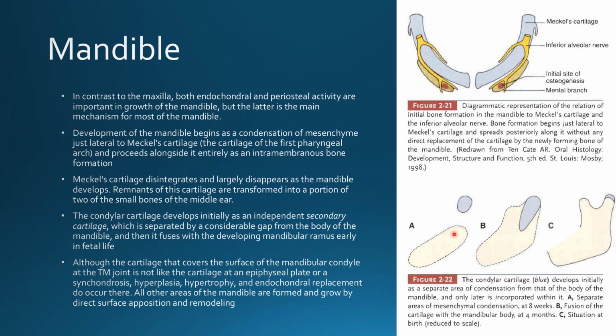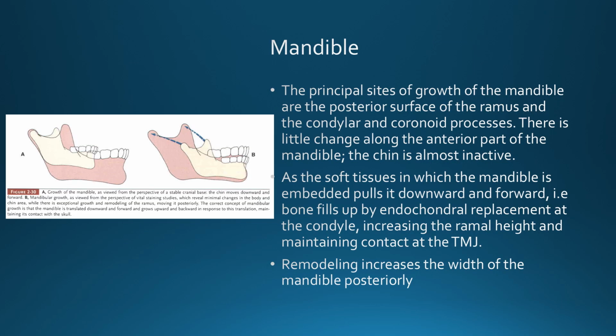The bone starts forming in this direction and forming from this direction until they later on fuse. The cartilage of the condyle is not like that of the synchondrosis. However, there is still hyperplasia and endochondral replacement occurring here. Now, the principal sites of the growth of the mandible are the posterior surface of the ramus and the condylar and coronoid process. There is actually little or no growth at the chin level or the anterior region. Okay, as the soft tissues in which the mandible is embedded pull it downward and forward, bone fills in by endochondral ossification at the condyle, increasing the ramal height and maintaining contact at the TMJ.